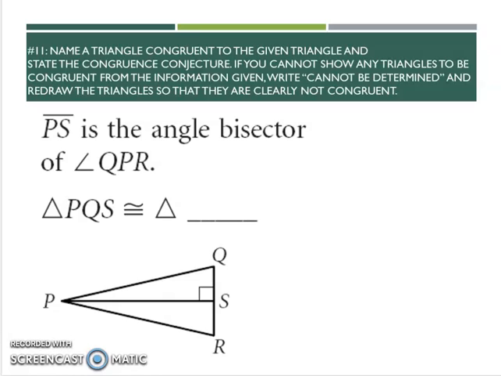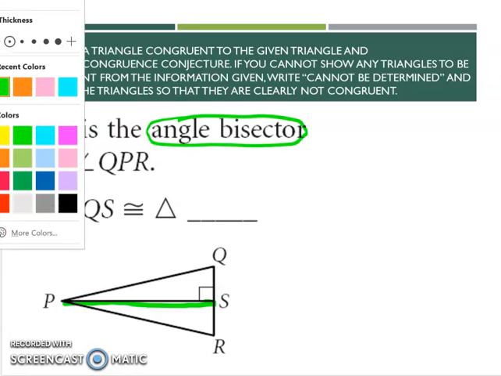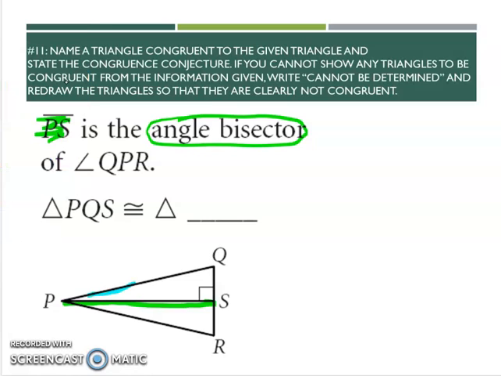Number 11 gives us some information up here, and we've got to remember some things. So again, I'm going to kind of highlight some things. We've got PS here, so I'm going to highlight PS. Now I have to remember what an angle bisector is. So an angle bisector is something that cuts an angle in half, and specifically they tell me QPR should be cut in half. So this is that angle that we're looking at. QPR should be the one that's cut in half. So it's an angle bisector this time, not a side bisector.